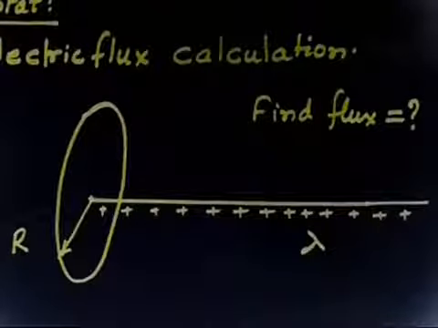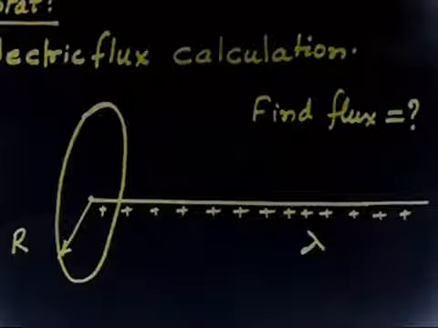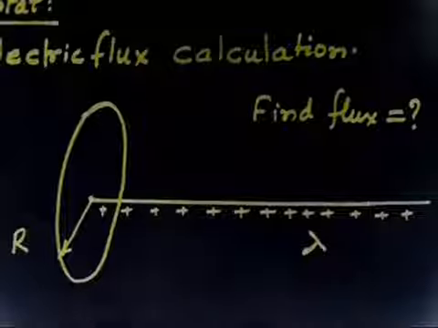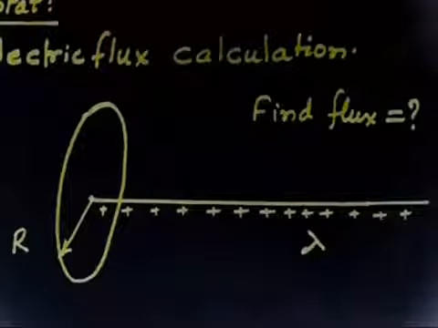Okay, let us discuss this problem. This is related to finding the electric flux through a circular area. We have a circular area here of radius r, and we have to find the electric flux. Let me read the language of the problem.